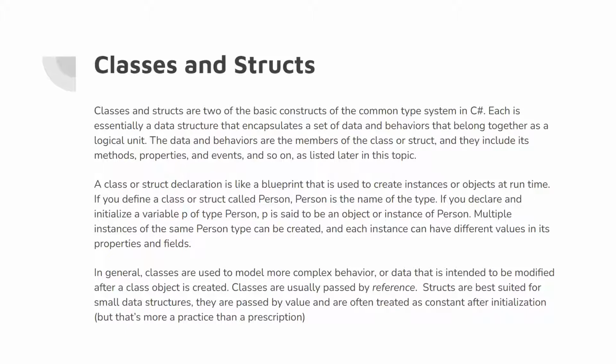So in general, we're going to be using the class model. We're using classes to model more complex behavior and data that is intended to be modified after the class object is created, passed by reference, and so on. So when in doubt, we're going to use classes. Structures are a sibling of a class that is more designed for optimization and special cases at this point, right? So don't worry too much about them, other than realizing that they're there. We'll talk about structures later, right?